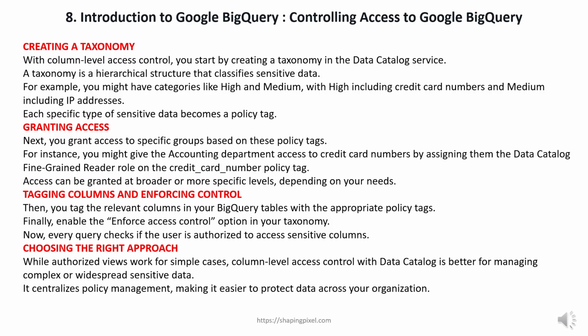Then you tag the relevant columns in your BigQuery tables with the appropriate policy tags. Finally, enable the Enforce Access Control option in your taxonomy. Now, every query checks if the user is authorized to access sensitive columns. While authorized views work for simple cases, column-level access control with Data Catalog is better for managing complex or widespread sensitive data. It centralizes policy management, making it easier to protect data across your organization.